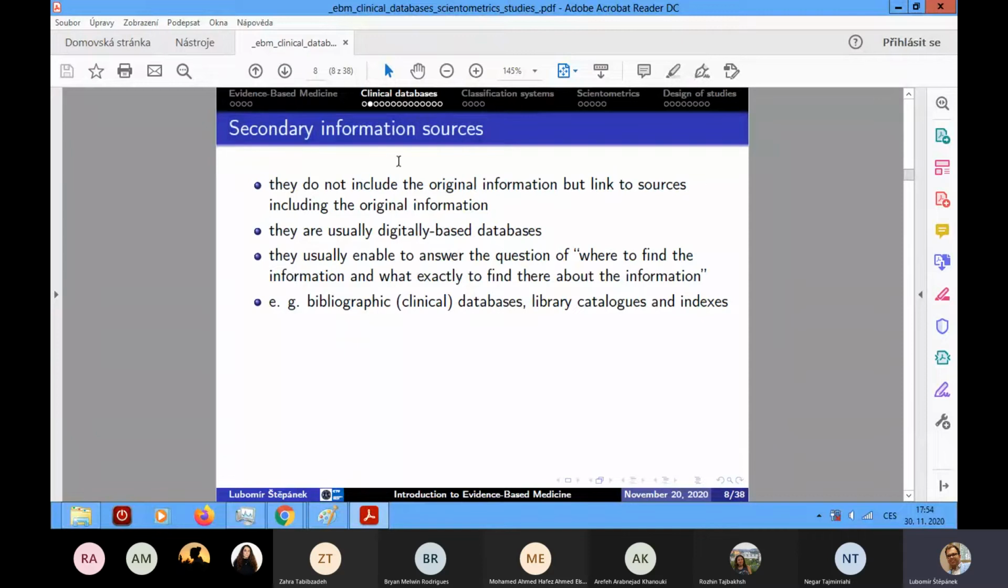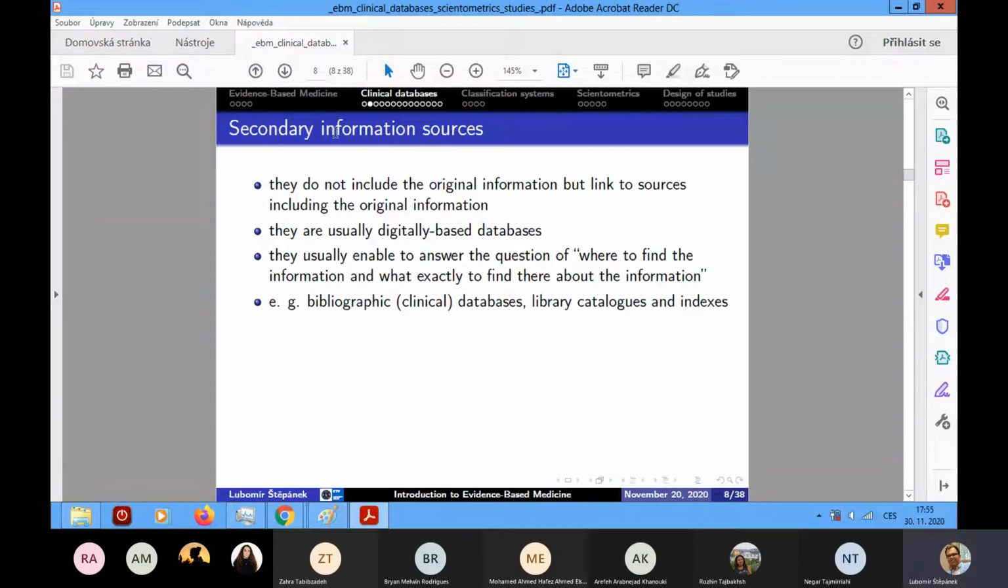That's why there are also secondary information sources, because secondary information sources don't include the original information in full size, without any changes. They are rather links to the original sources, which originally include the information. They give a clue where to find the original paper, or the original textbook, or the original paragraph which claims something. Secondary information sources are usually digital, and these are usually databases, clinical databases, where you can try to find original primary information sources, and then you can Google for the original one, and book it at some library or something like this.